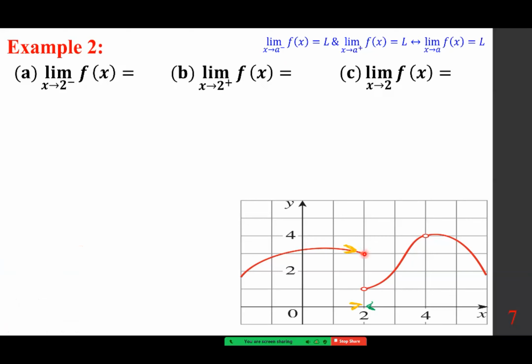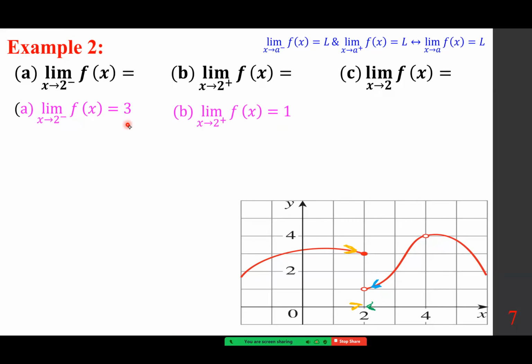We are moving towards this point, and this point has the y coordinate 3. From the right side of 2, we are moving this way, towards this hole. And this one has a y coordinate 1. So the limit of f of x as x approaches 2 from the right is positive 1.